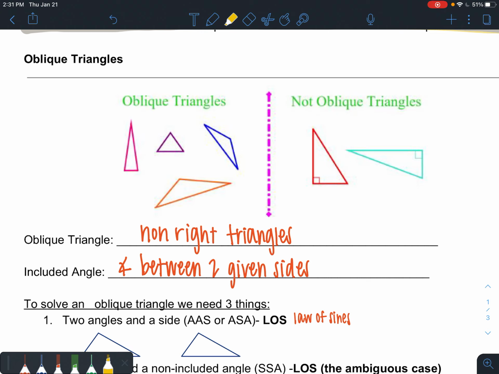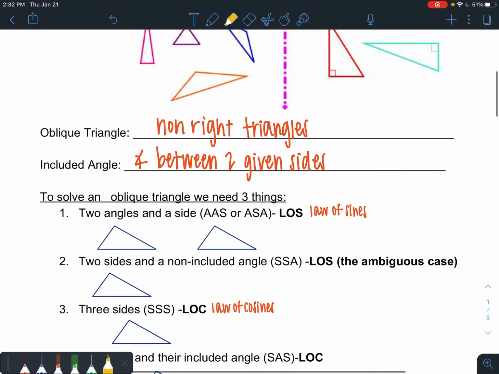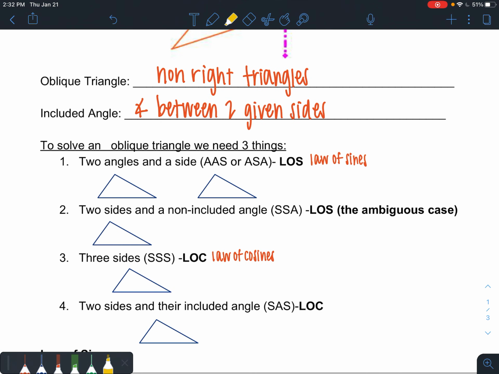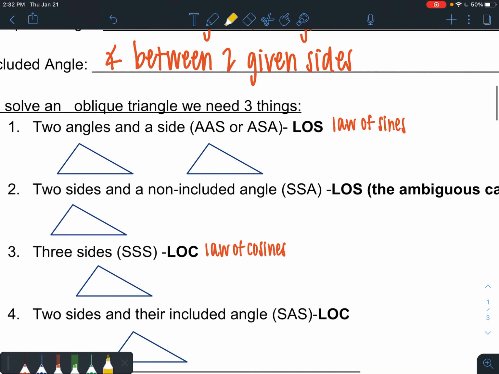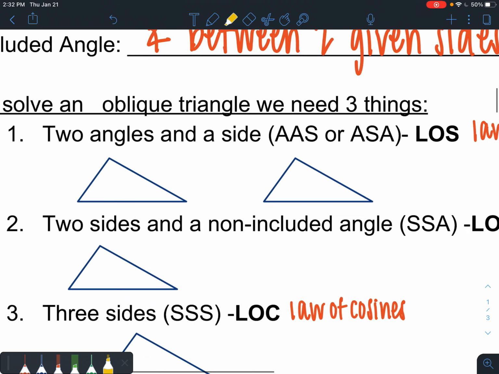An included angle is the angle that is between two given sides. All right, so there are three things that we need to solve an oblique triangle, and these are the different combinations. We need two angles and a side, and we're going to use the law of sines with that.